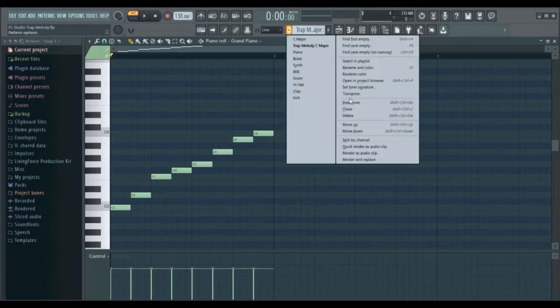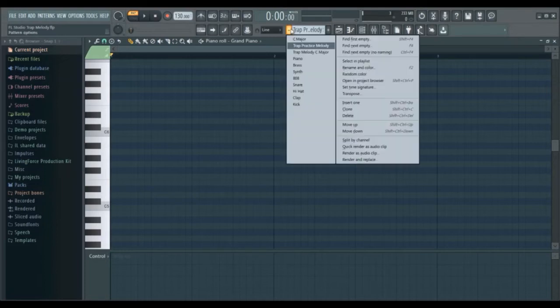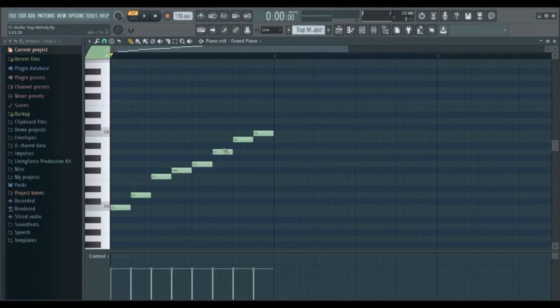Now we can just simply go to our pattern mode, insert one, and we can name it trap practice. But you can name it whatever you like. But we can just say trap practice melody. We click our checkbox here. Now, if we go back to our pattern here, under trap melody C major, what we want to do is focus on our third and fourth interval notes, which are F and F sharp.